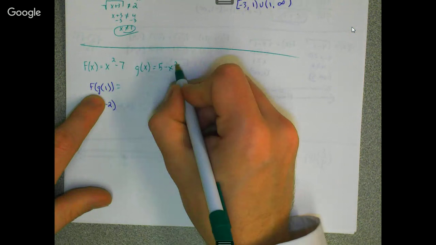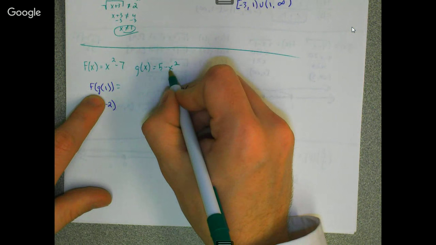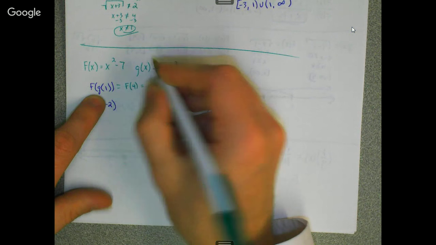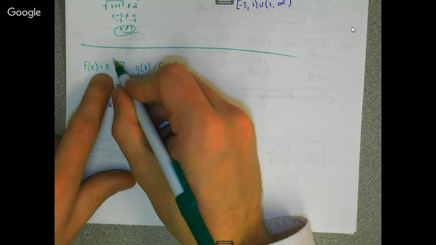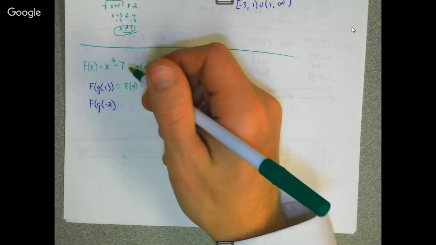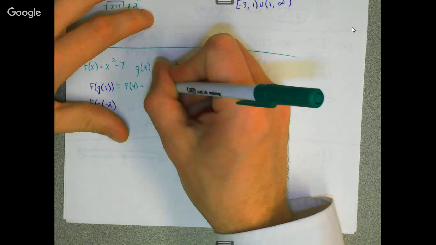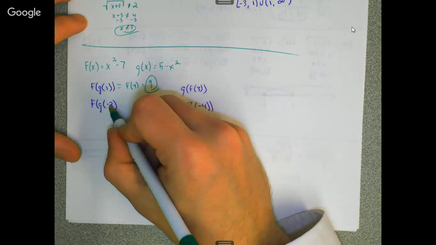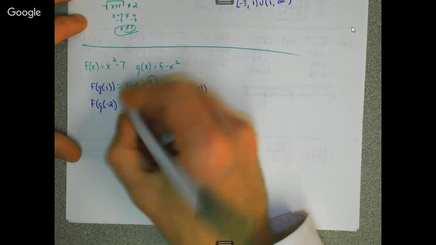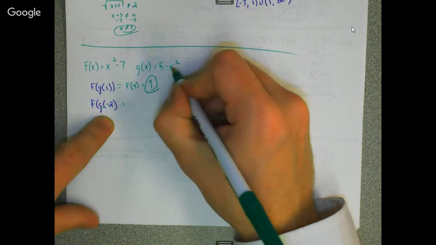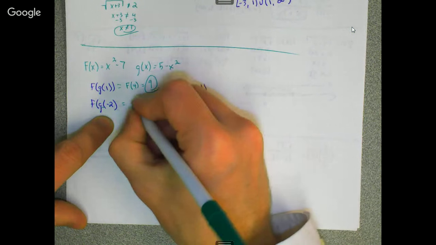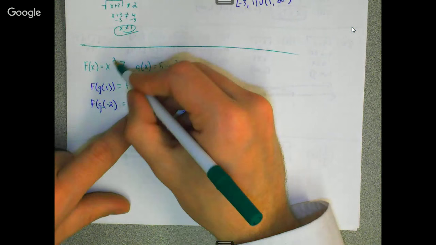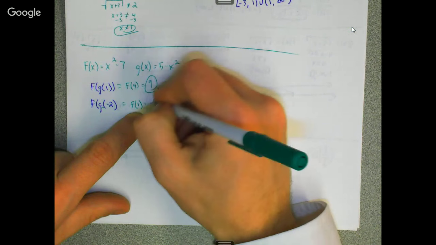So 1 squared is 1, 5 minus 1 is 4. So now we want f of 4. So 4 squared is 16. 16 minus 7 is 9. Okay, negative 2 into g, that answer into f. So negative 2 squared is 4. 5 minus 4 is 1. So now I want f of 1. 1 squared is 1, minus 7 is minus 6.